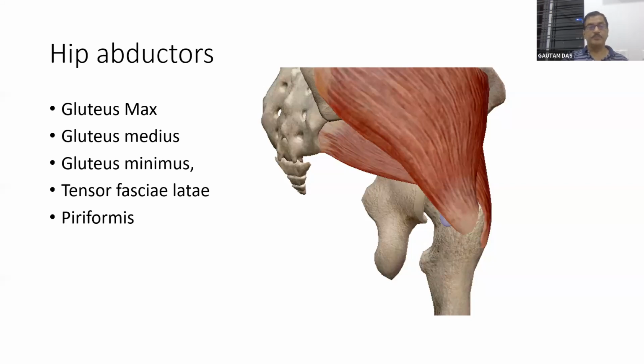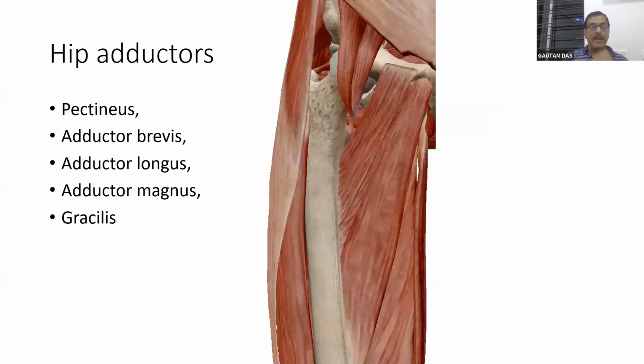And then you have the hip adductors. The hip adductor muscles are the pectineus, adductor brevis, adductor longus, adductor magnus, and also gracilis. So they are the hip adductors. The root value is again L1 to L4.